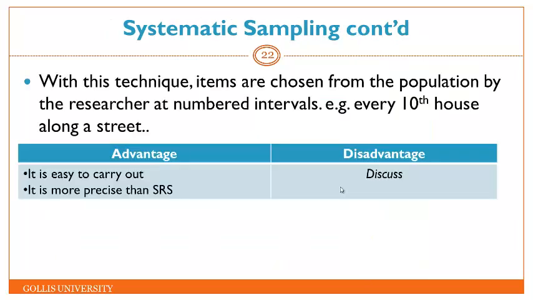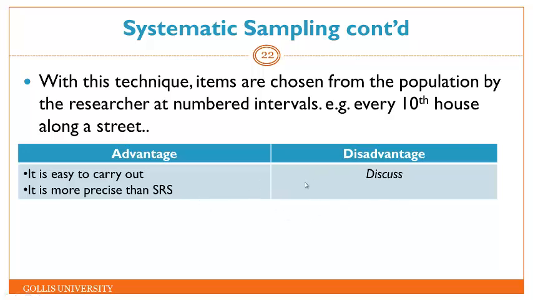So this method of systematic sampling is good, yes. Items are chosen from the population by the researcher at a numbered interval. For example, every 10th house along a street, or every 10th student, or every 5th student, or every 5th lecturer, or whatever it is. It has advantages and disadvantages. Among the advantages is that it is easy to carry out and it is more precise than simple random sampling.